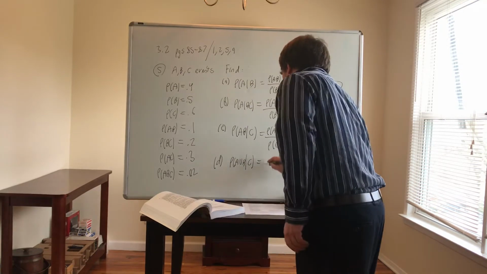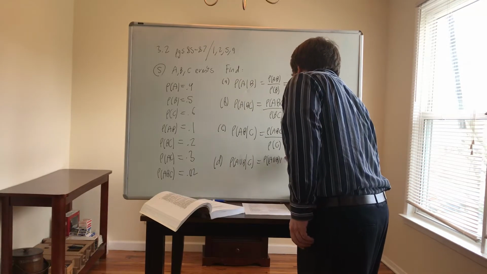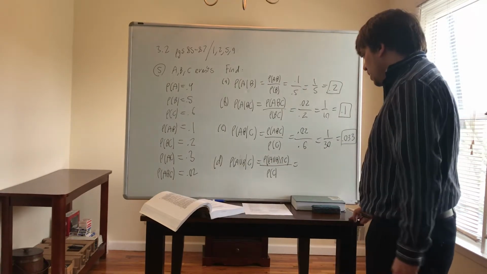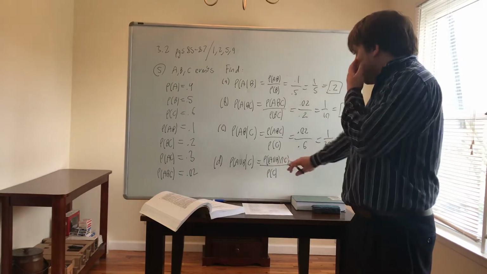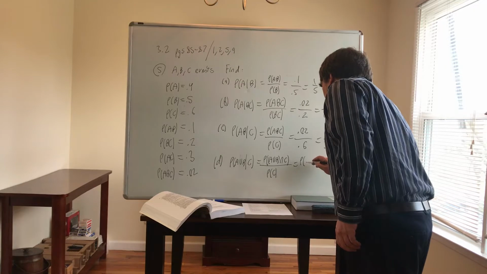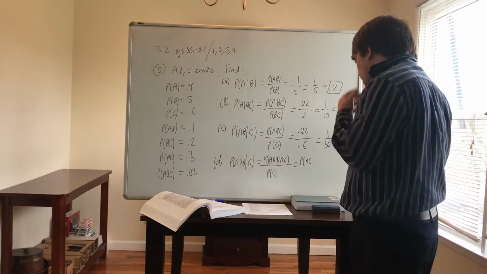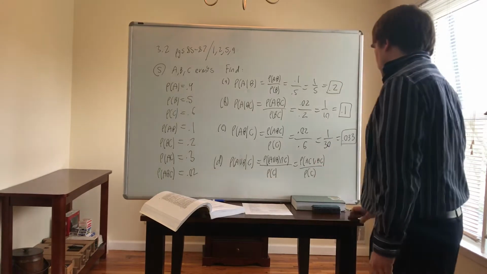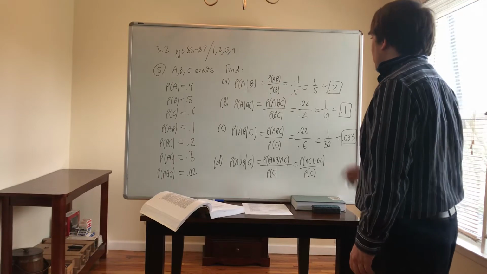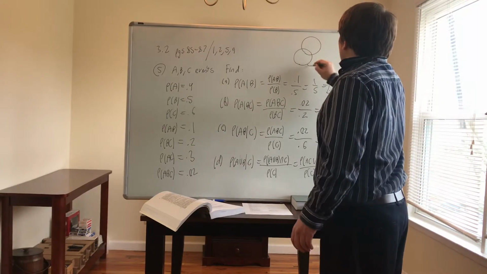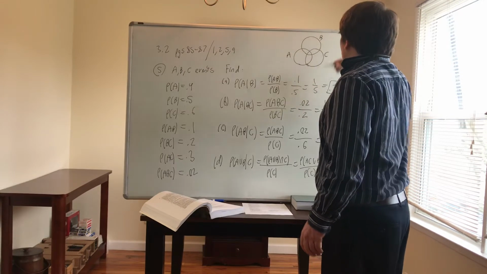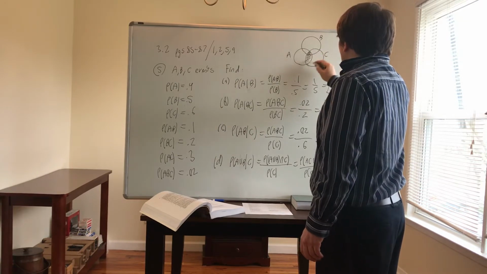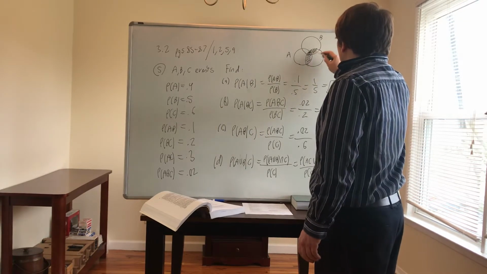Okay? So the probability of A union B given C is the probability of A union B and C over the probability of C. And so we can simplify the probability of A union B and C as the probability of AC or BC over the probability of C. If you have 3 events, A, B, and C, in this Venn diagram here, then A and C would be here, and B and C would be there.